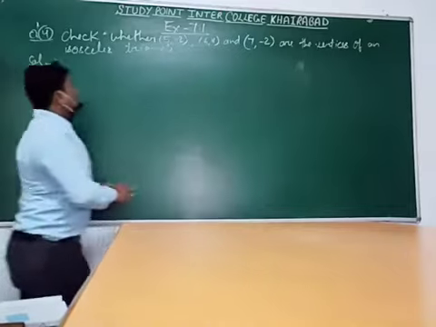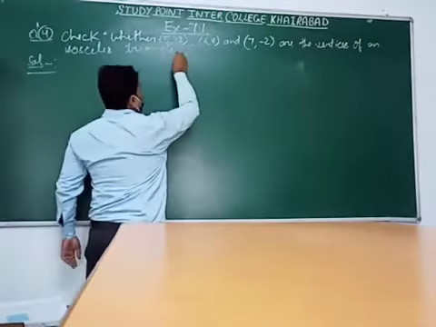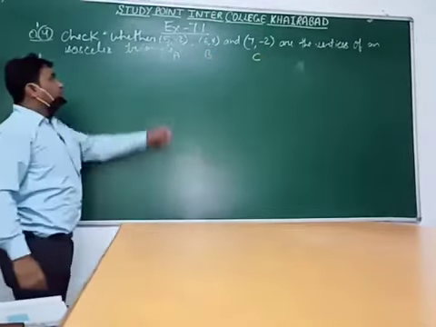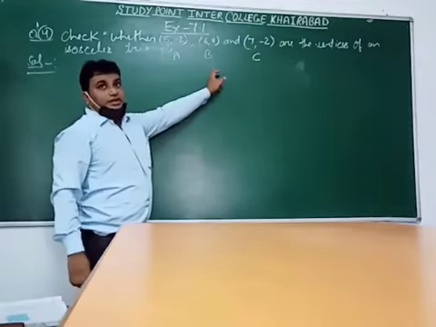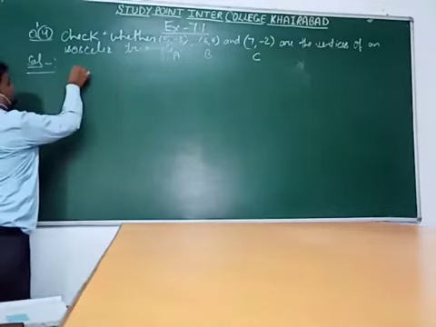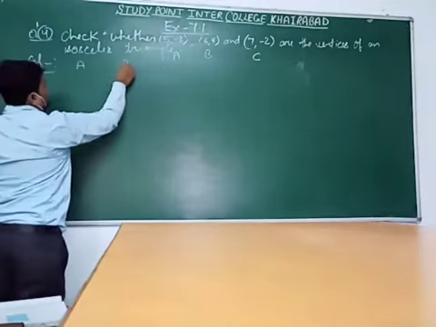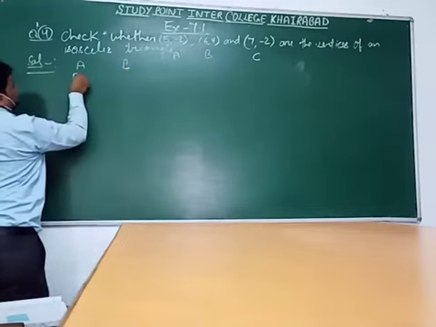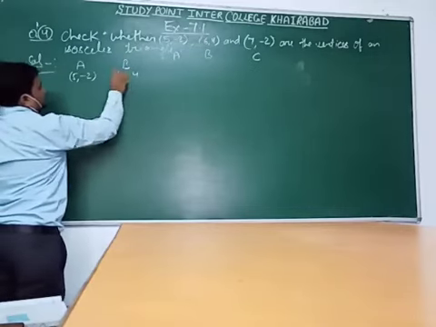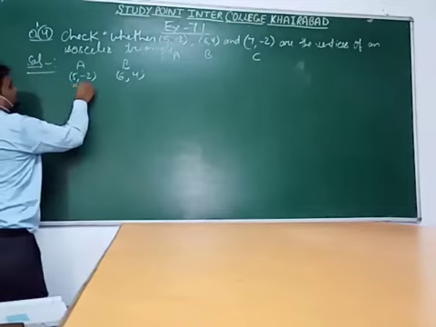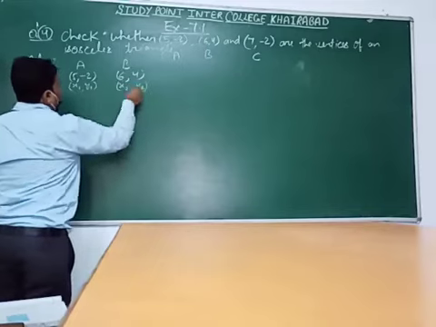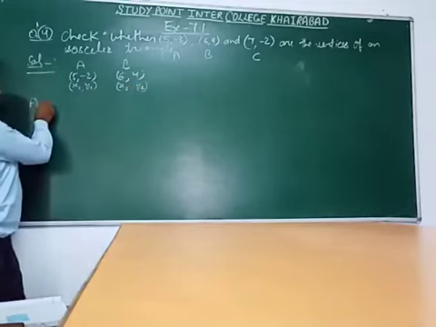So how will we solve it? Mark this point as A, this one as B and this one as C. First you will find AB. A is (5, -2) and B is (6, 4). Mark A as (x1, y1) and B as (x2, y2). Now find AB.